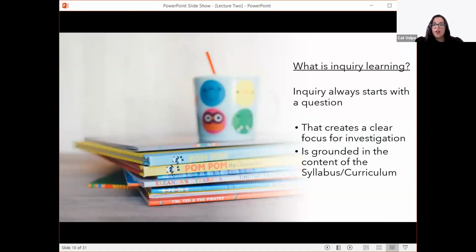So what is inquiry learning? Let's just get straight into it. Inquiry always starts with a question. And inquiry questions need to have a clear focus for investigation. The question must be so clear that students know exactly what they're going to be investigating. It's grounded in the content of the syllabus and curriculum. So obviously it has to relate to what you need to teach. So inquiry questions can be modified to better reflect the content that you intend to investigate with your students. Teachers can write their own inquiry questions to address curriculum outcomes. So you don't always have to use the ones that are in the syllabuses.